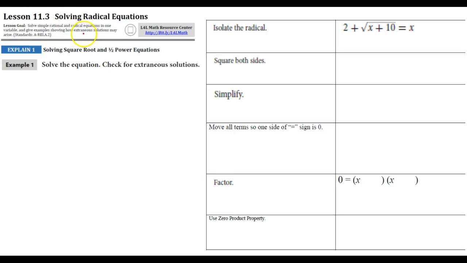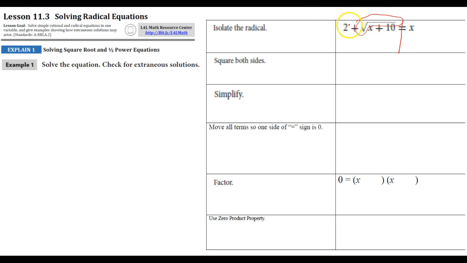So welcome to 11.3, Solving Radical Equations. Today we'll begin with our first example problem. 2 plus radical x plus 10 equals x. We're going to isolate the radical. So here you see we have a radical here. We're going to try and get that by itself.